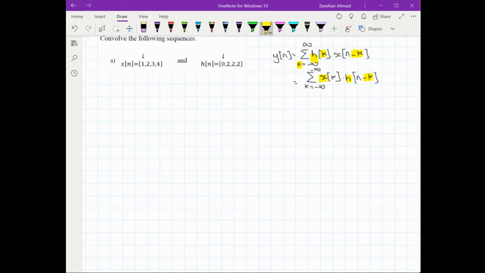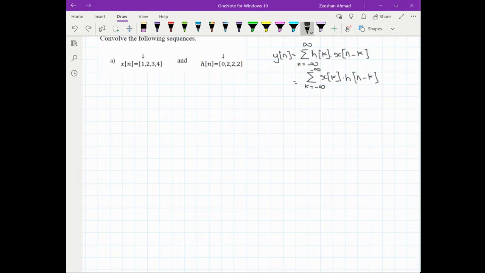Normally, we try to keep a somewhat more complex signal constant without flipping, and the other signal, which is comparatively easier, we can flip and move over the other signal. But if you do it the other way, you will end up with the same answer, and the solution will be perfectly all right.